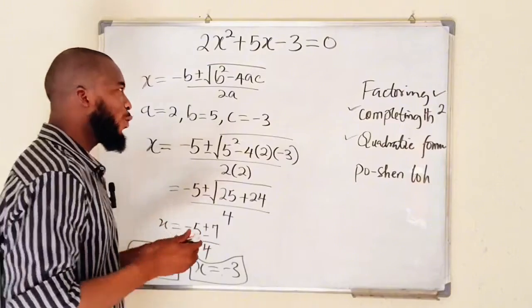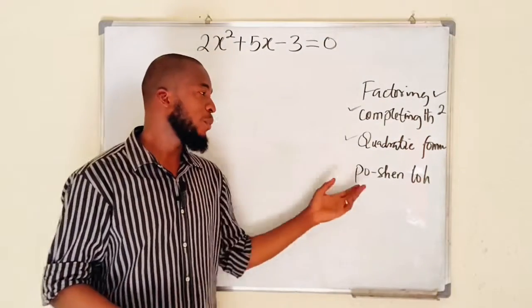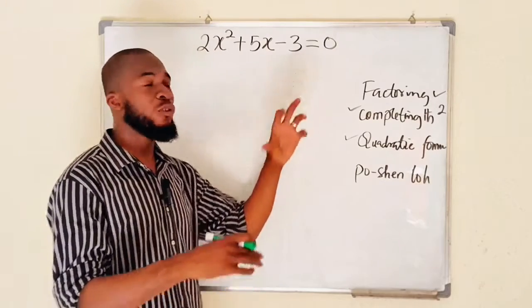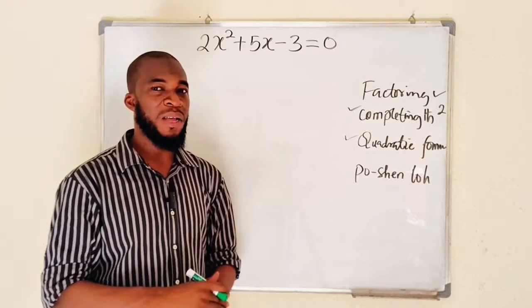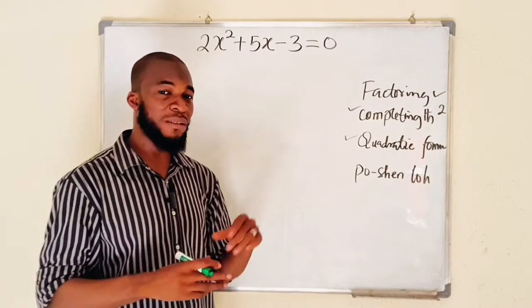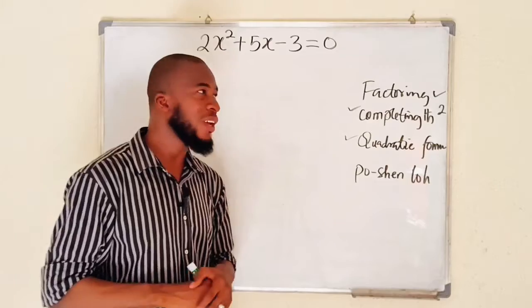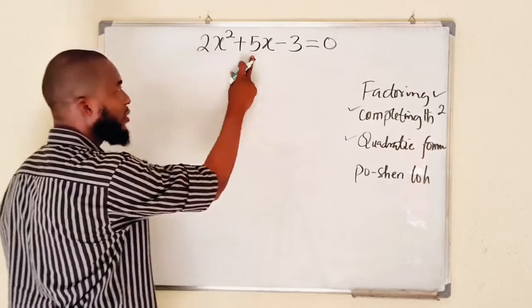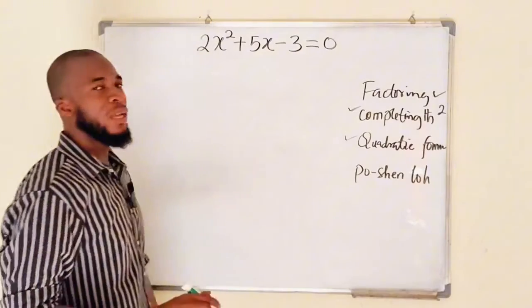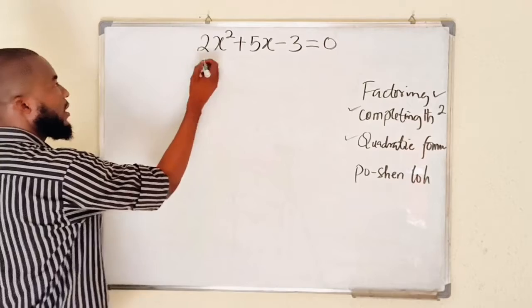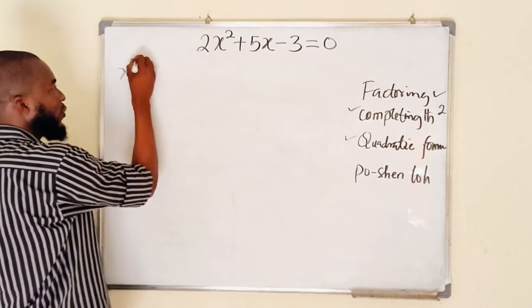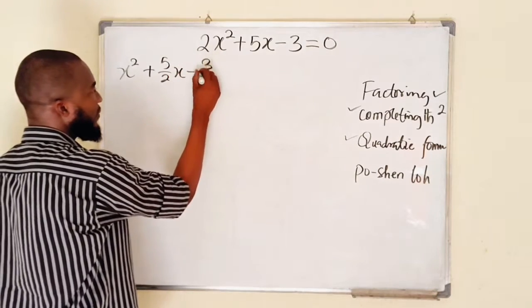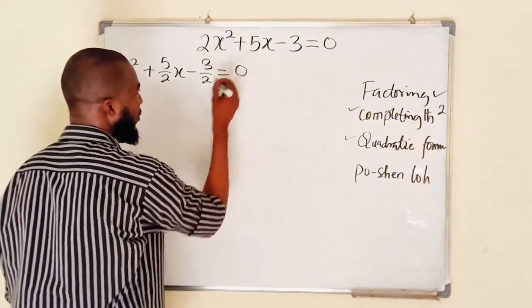Then lastly, the Po-Shen Loh. Why the Po-Shen Loh? Sometimes you may have a constant term which is a significantly larger number, and you have to think of two numbers we can multiply to get that larger number, which is very difficult. So this man said you can start from the coefficient of x. But first of all, we have to divide every single term by the leading coefficient, which is 2 here. So this divided by 2 will give us just x squared plus 5 divided by 2 x minus 3 divided by 2 equal to 0 divided by 2, equal to 0, right?